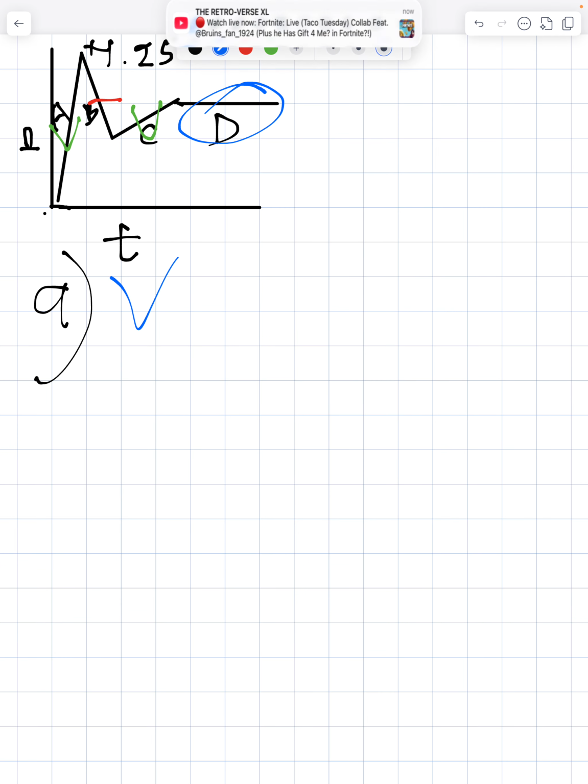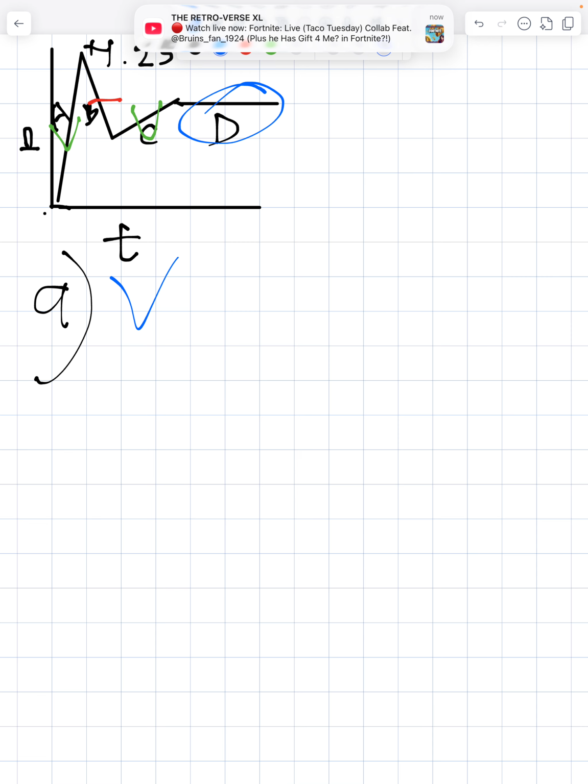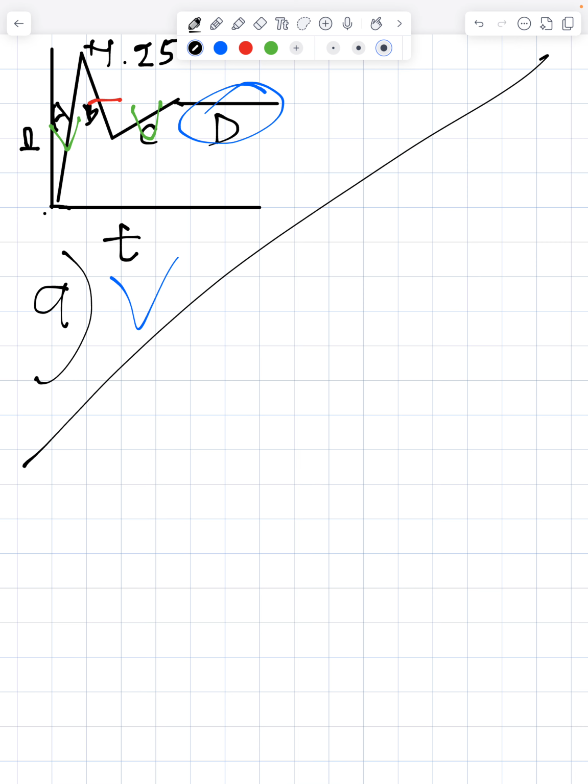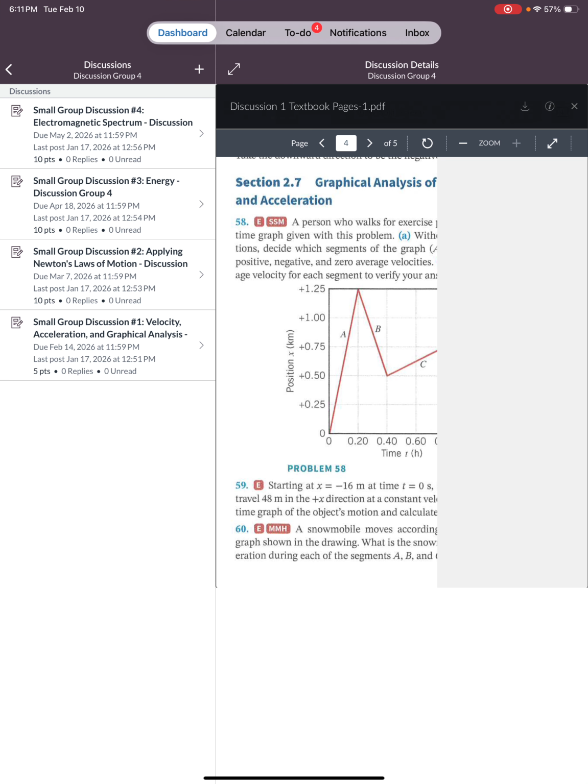Now let's confirm it by doing part B. So this is going to be part B right here. First we have to determine, so we have position over time. If you remember, this is our definition for velocity, position over time. So let's look at the graph in our problem here.